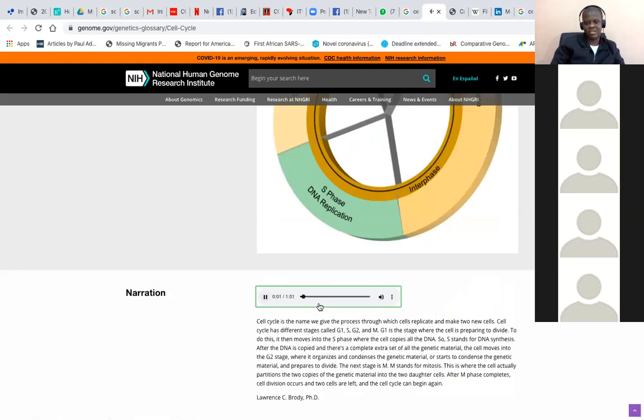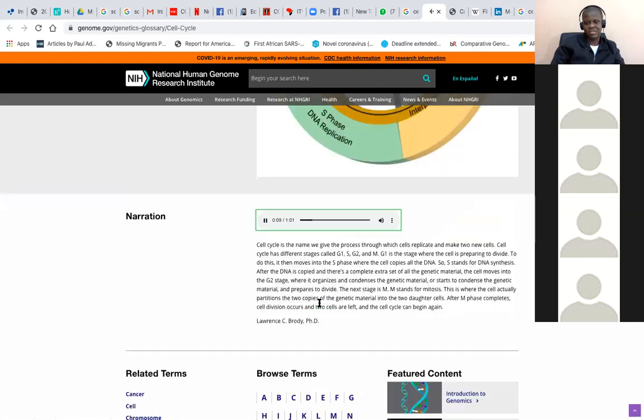The cell cycle is the name we give the process through which cells replicate and make two new cells. The cell cycle has different stages called G1, S, G2, and M. G1 is the stage where the cell is preparing to divide. To do this, it then moves into the S phase, where the cell copies all the DNA. So S stands for DNA synthesis.